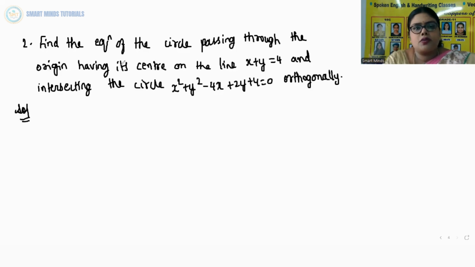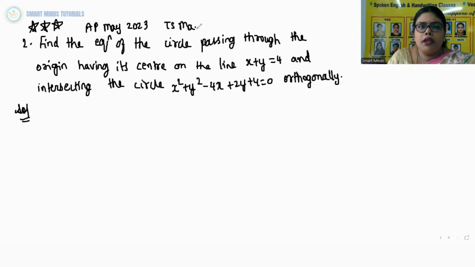Now let's take the next question. In the last question, you could see two circle equations were given. But over here, we have one line and one circle. So let's see how to begin. Even this question is very, very important. It last appeared in AP May 2023 and TS May 2022.